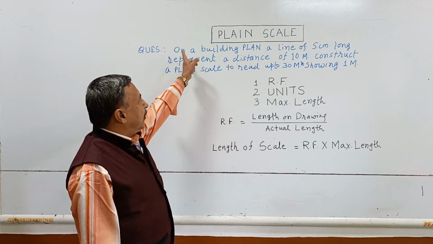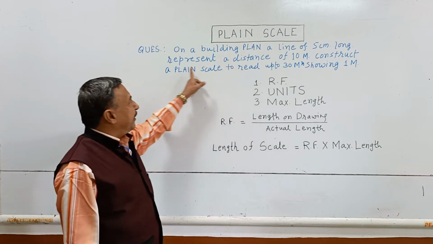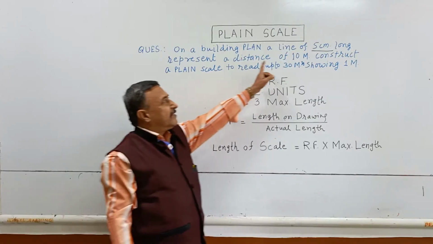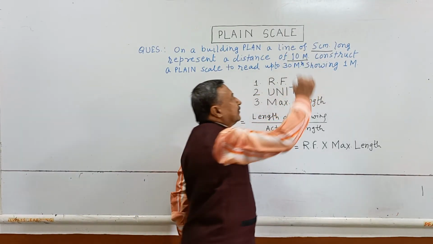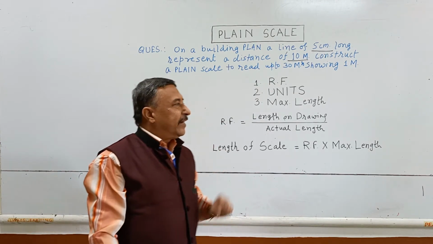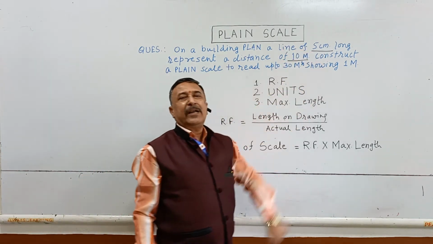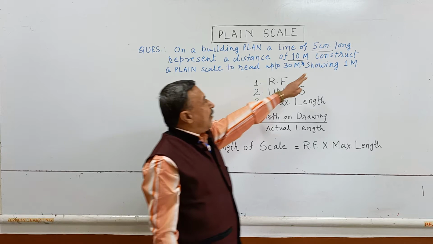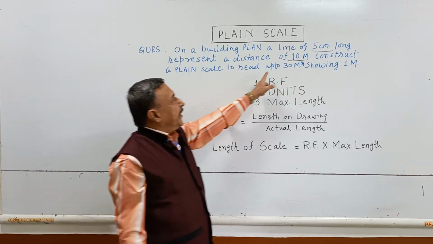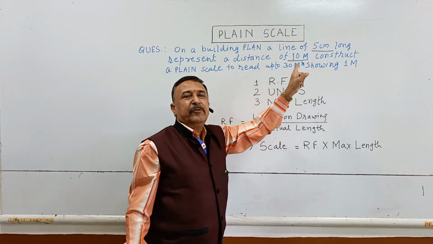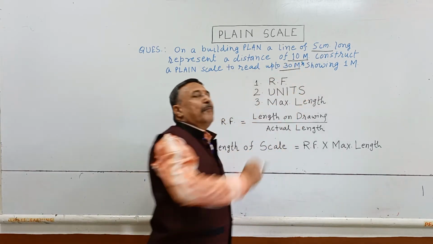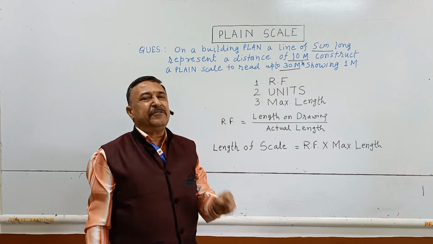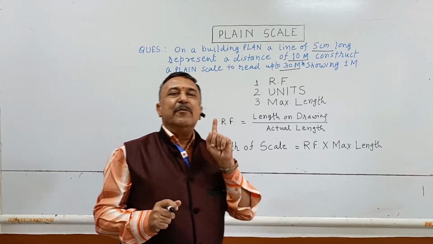What is our problem? On a building plan, a line of 5 cm long represents a distance of 10 meter. So by this you can understand that a 5 cm long line on the drawing represents a distance of 10 meter. Now construct a plane scale to read up to 30 meter. Read up to 30 meter means this is our maximum distance, and showing 1 meter means the minimum distance we have to show on the scale is 1 meter.